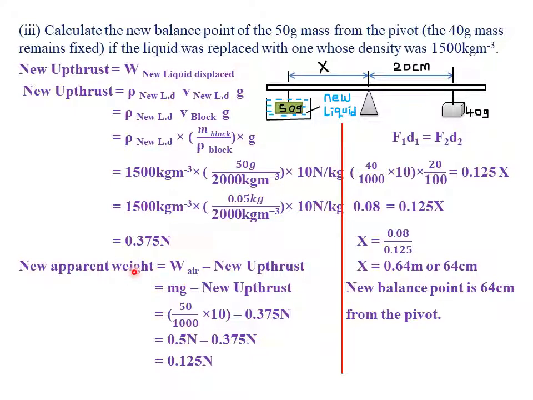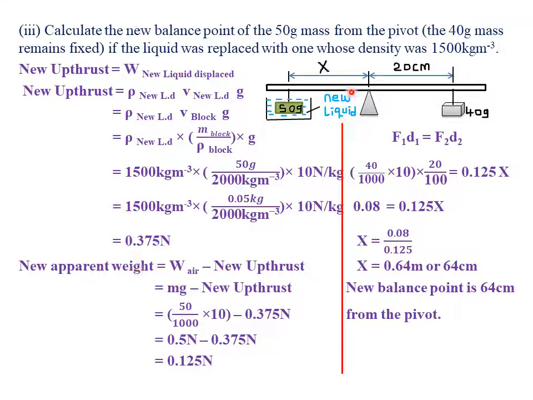Therefore, the new apparent weight that will be felt in this particular string will be given by the weight of the 50 gram mass minus the new upthrust. The weight is mg minus the new upthrust. Because the 50 gram mass has a mass of 50 gram, to convert to SI unit I'll divide by 1000 multiplied by 10, then minus the new upthrust due to the new liquid, which is 0.375 Newton. So 50 over 1000 times 10 gives 0.5 Newton, minus 0.375 Newton, and you'll obtain 0.125 Newton. So that is our new apparent weight.